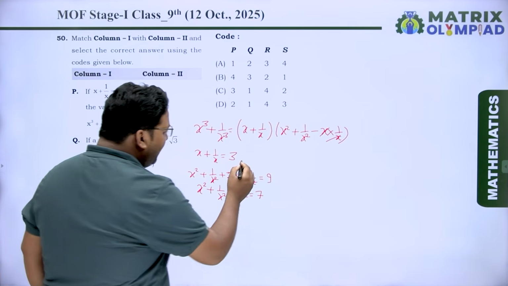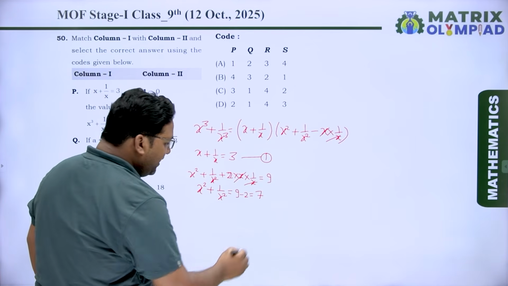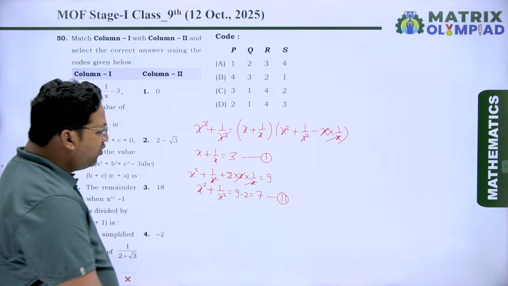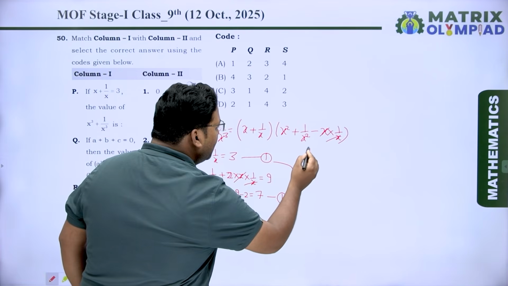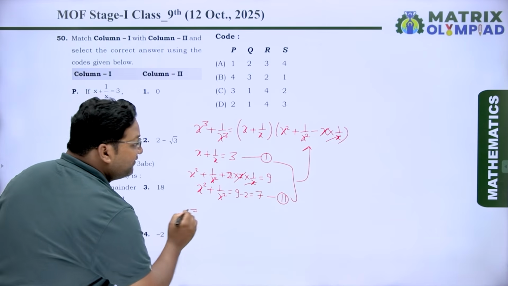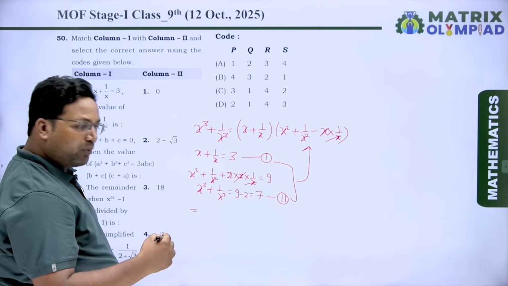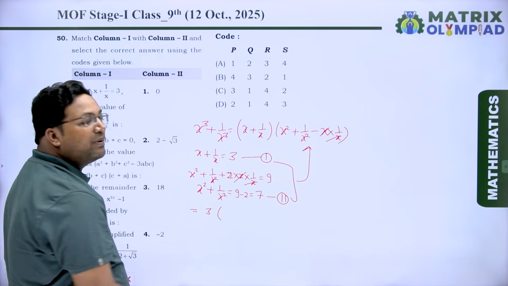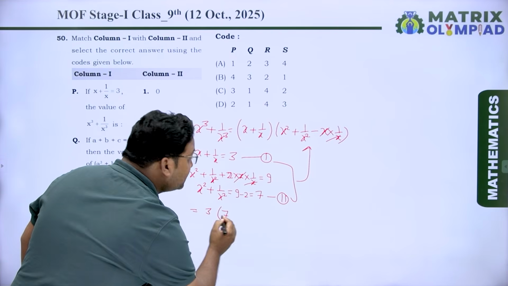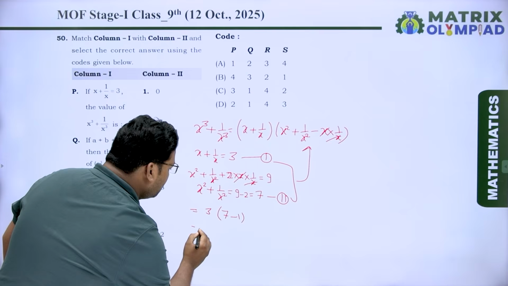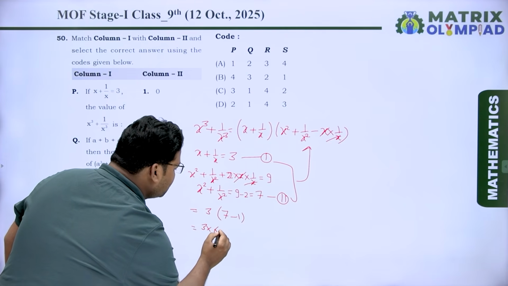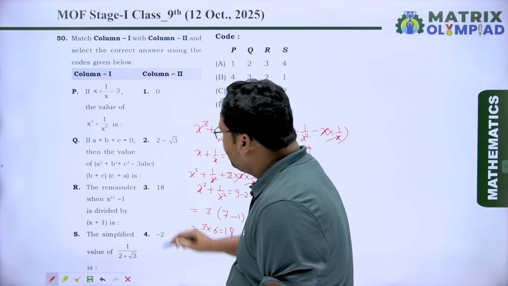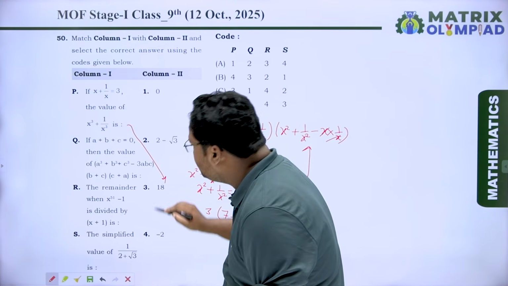So here you can see x plus 1 upon x is 3 and x square plus 1 upon x square is 7. Now we have to substitute these two values in this equation to get the value of x cube plus 1 upon x cube. So it is 3 multiplied by x square plus 1 upon x square, which is 7, minus 1. So it is 3 into 7 minus 1, which is 6. 6 threes are 18. So the value of x cube plus 1 upon x cube is 18. For P, the third one is true.